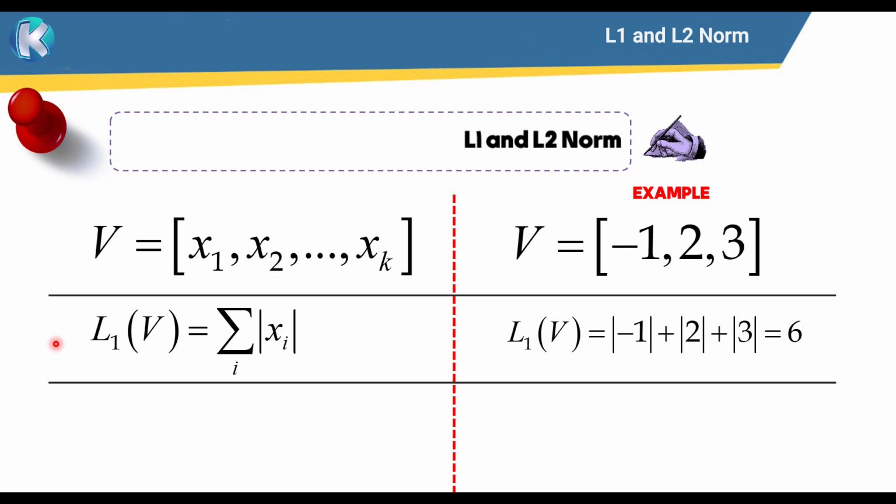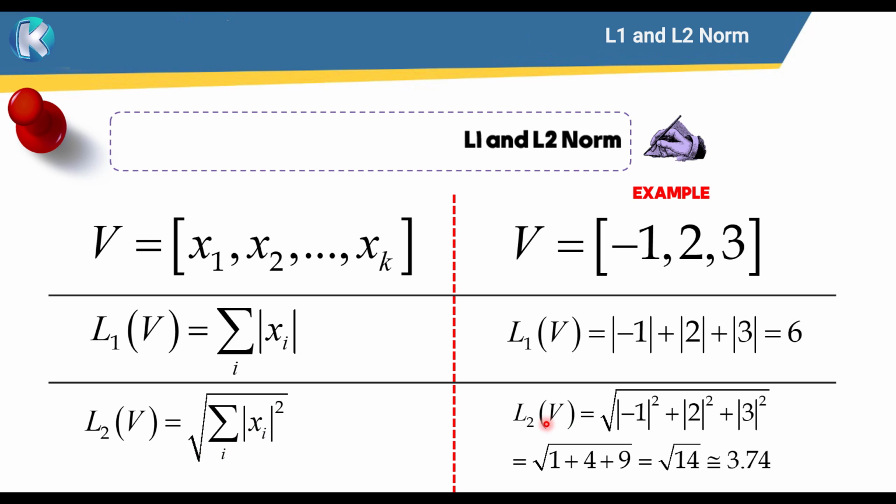And also, if you want to calculate the L2 norm of vector v, we should calculate the square root of the summation of the absolute value of xi to the power of 2. For example, in this example, it is equal to the square root of the absolute value of -1 to the power of 2 plus the absolute value of 2 to the power of 2 plus the absolute value of 3 to the power of 2, which you can see is approximately equal to 3.74.